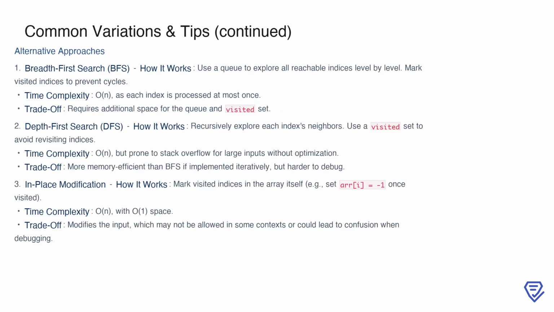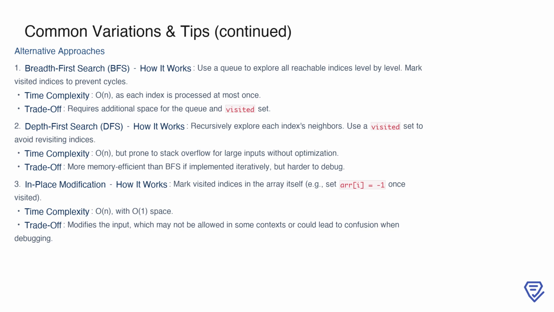To solve Jump Game 3, there are 3 main approaches you can consider. First, breadth-first search, or BFS, uses a queue to explore all reachable indices level by level. This approach ensures that you process each index only once and prevents cycles by marking indices as visited. While BFS is efficient, it does require additional space for the queue and visited structure.